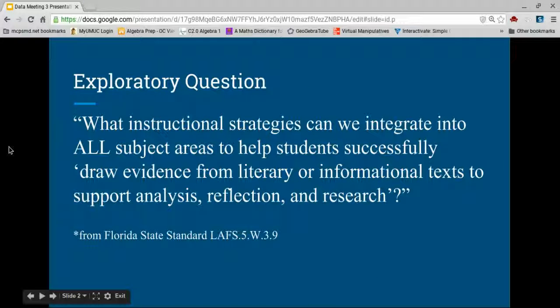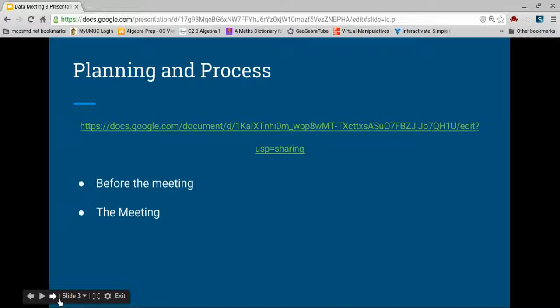Our exploratory question states, what instructional strategies can we integrate into all subject areas to help students successfully draw evidence from literary or informational text to support analysis, reflection, and research from the Florida State Standards? Our planning and process is stated below.